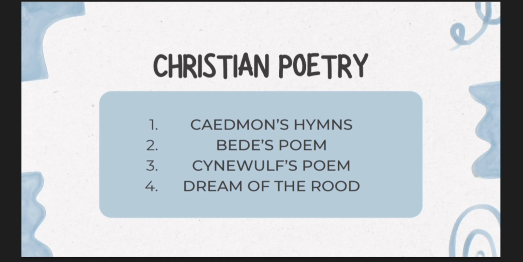The next poem is Bede's poem. His most well-known work is the History of the English People that is written in Latin. This book focuses on the history of development of Christianity in England. It was written in Latin but translated to Old English by King Alfred. The book has an interesting tale about Caedmon.